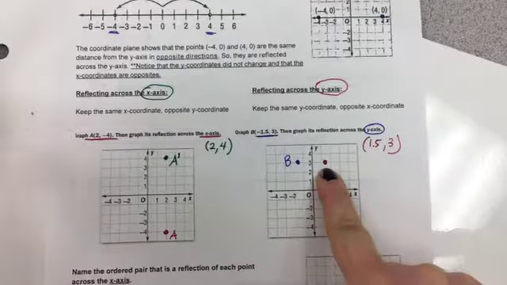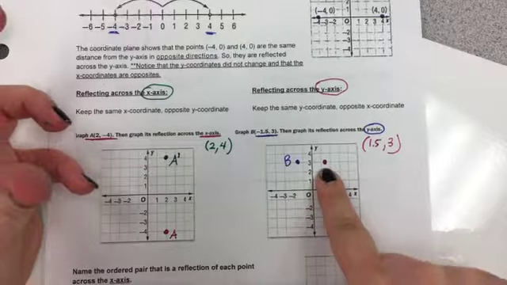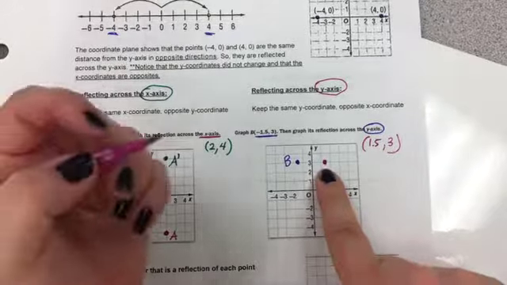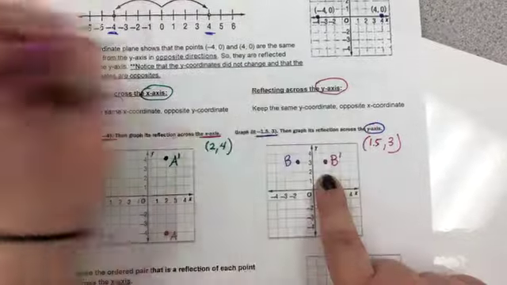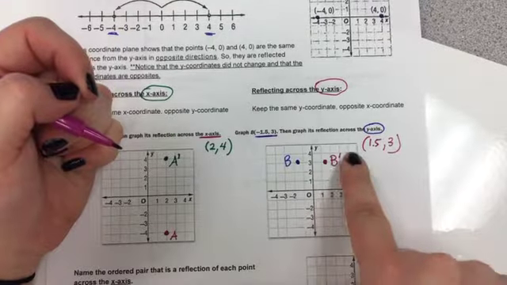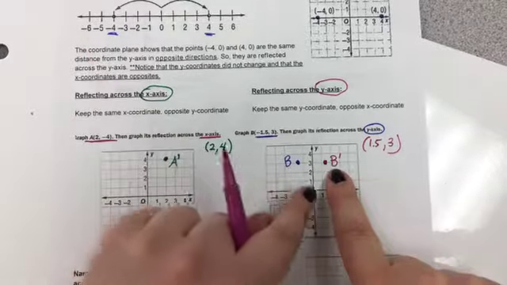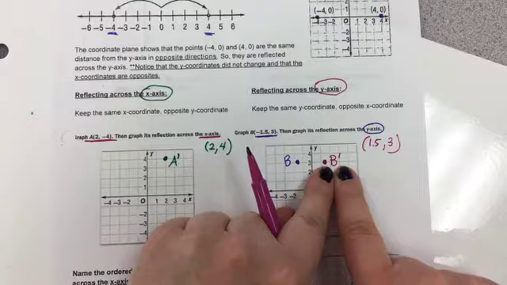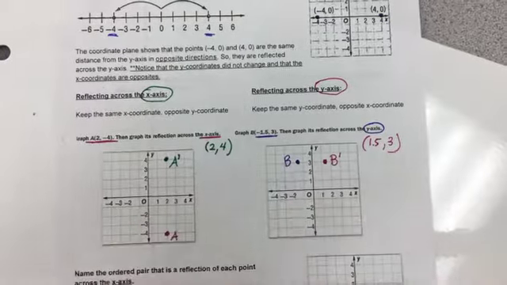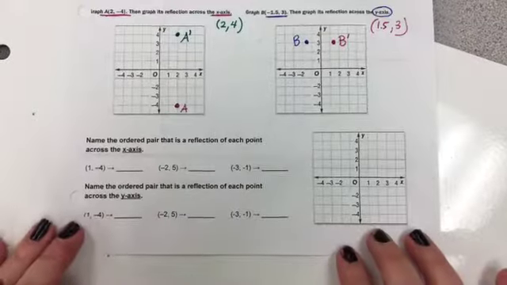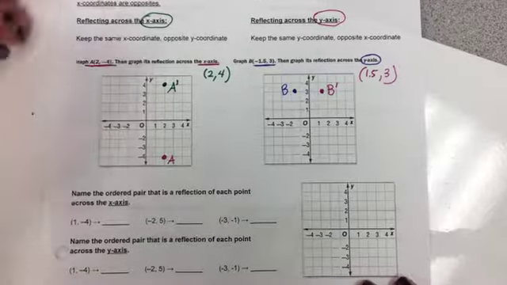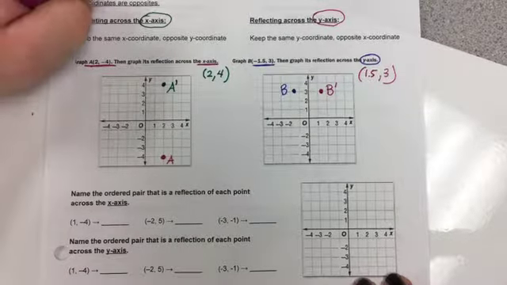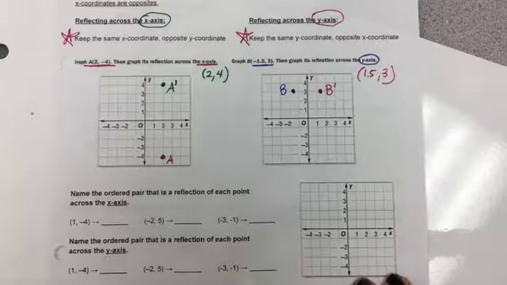And then again, I need to label this reflection point or this opposite point. So I'm going to label it B with an apostrophe, which stands for B prime, which shows you that this is the reflected point of our original B. So let's go through and try a couple, remembering our rules that we had up here at the top of our paper.